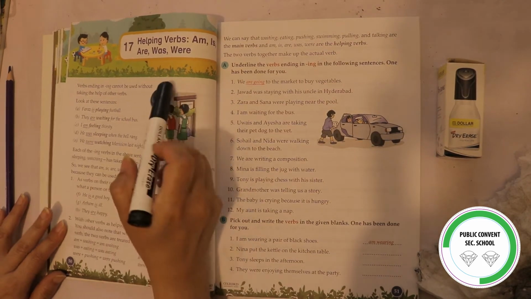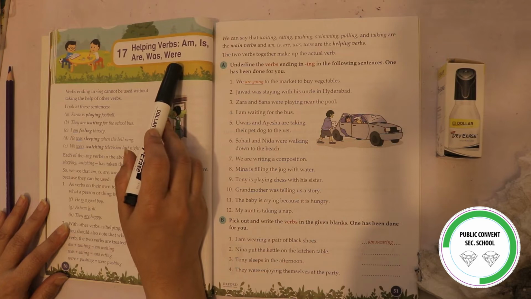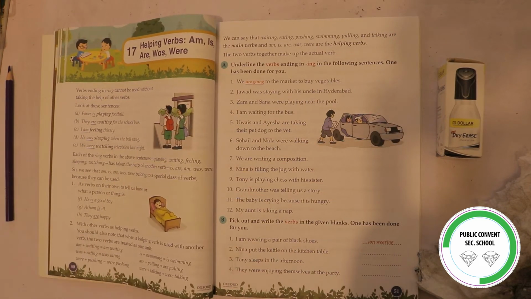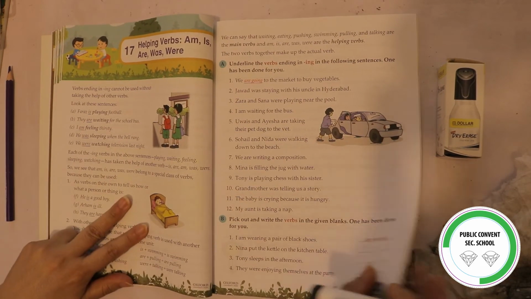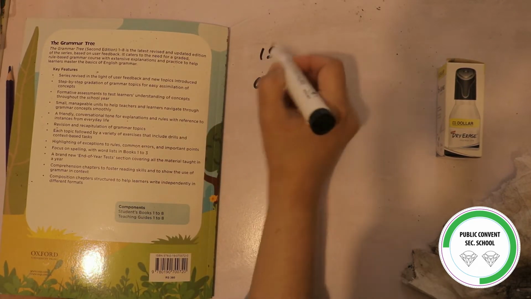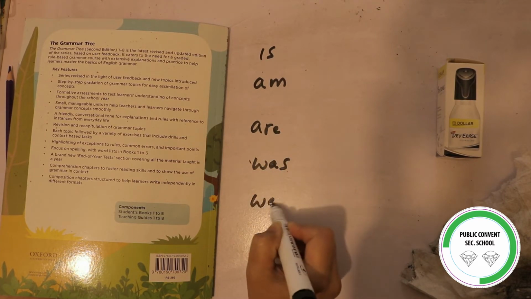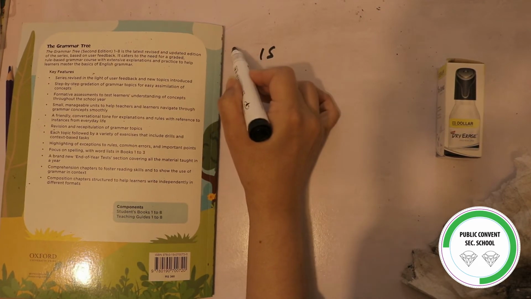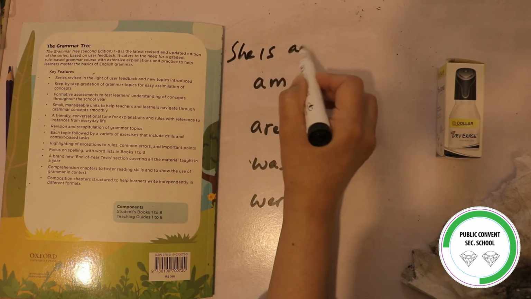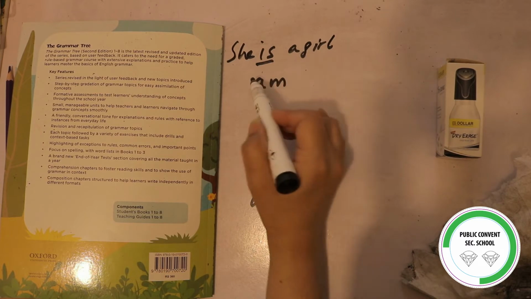Today we will do helping verbs am, is, are, was and were. अच्छा आपको पता है I am a boy, I am जो है वो helping verb है, is है, are है, was है और were है. She is a girl, she is a girl. ज़रा इसके बगैर तो ये कंप्लीट नहीं होगा.